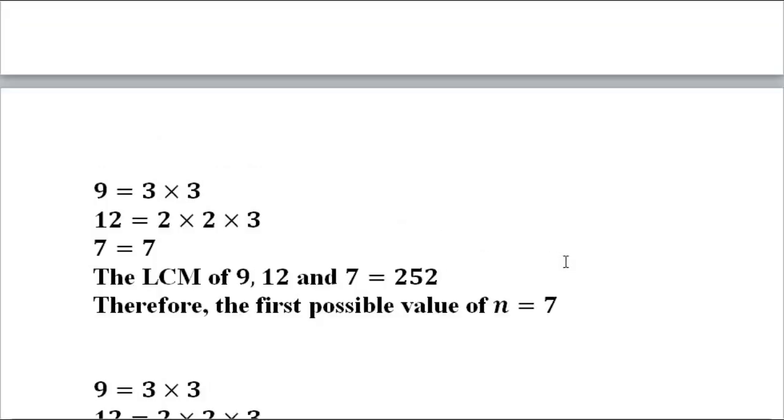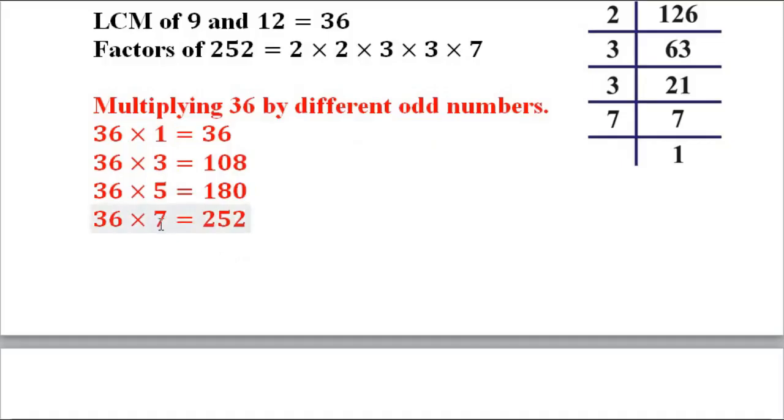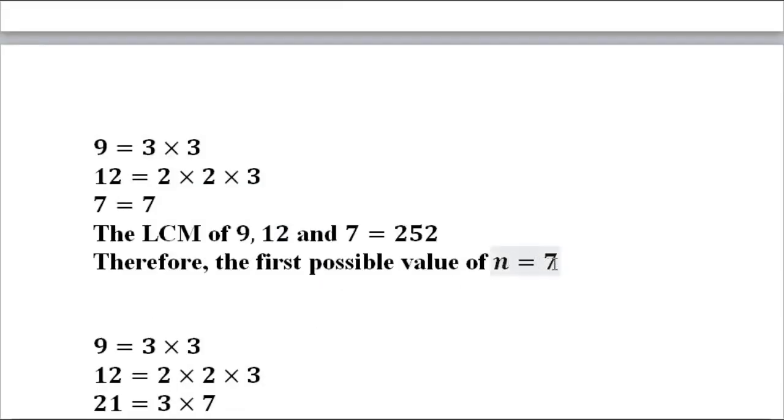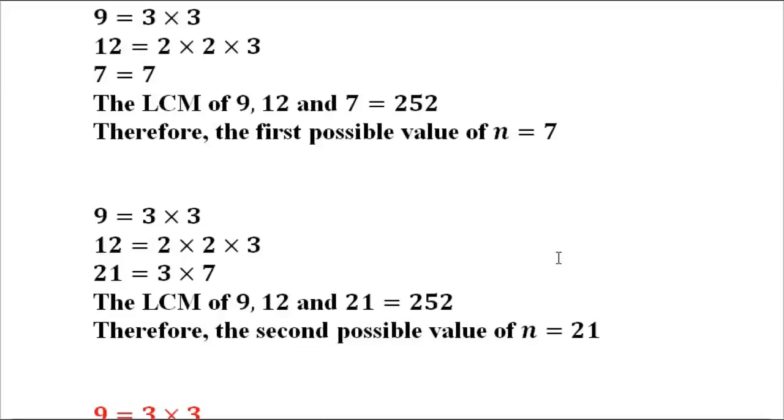Look, we multiplied the LCM of the given numbers 9 and 12, which was 36, by different odd numbers to get 252. And we did find our required number 7, as the LCM of 9, 12 and 7 is 252. So our first possible value for n is 7. Now let's look for other possible values of n if there are any.